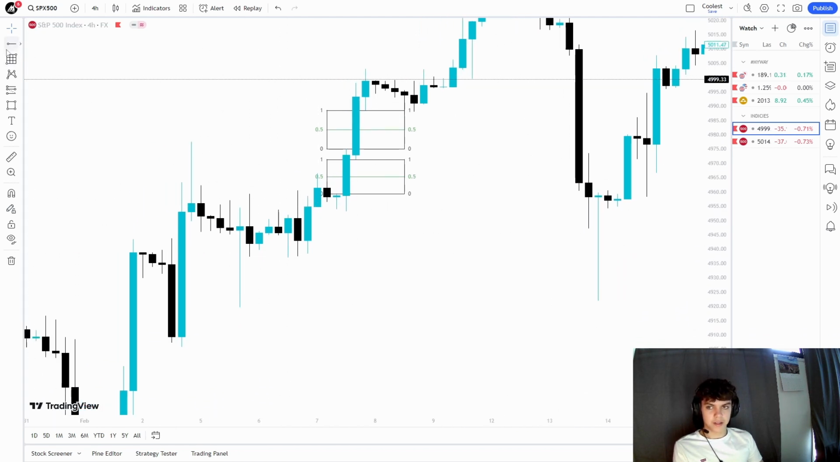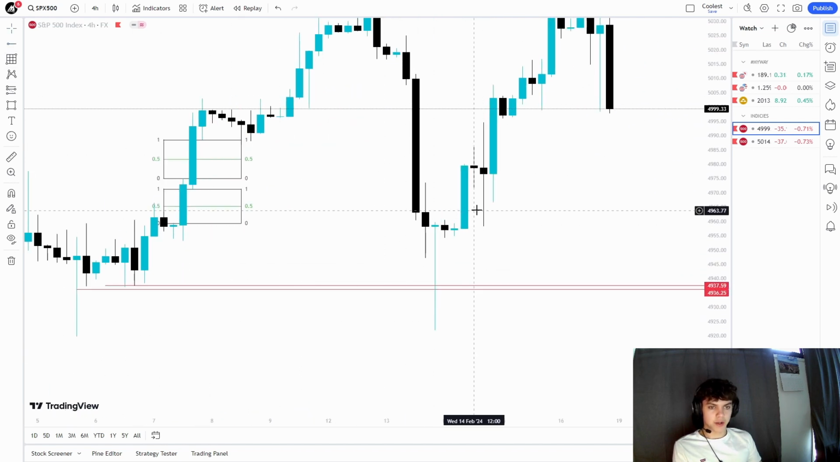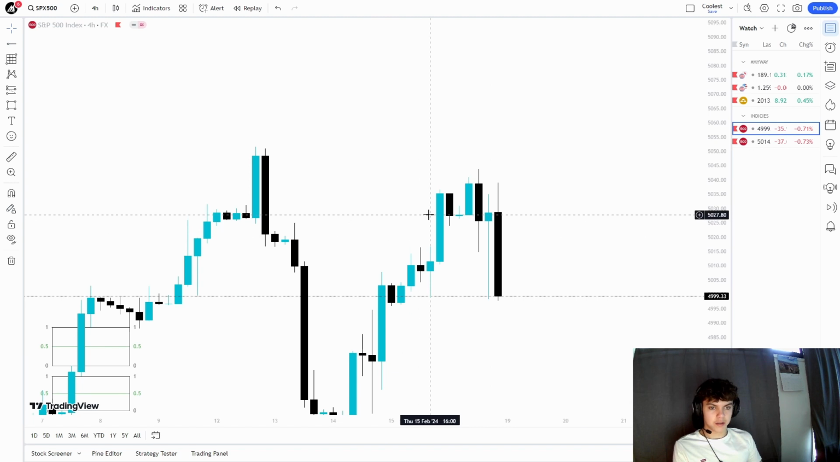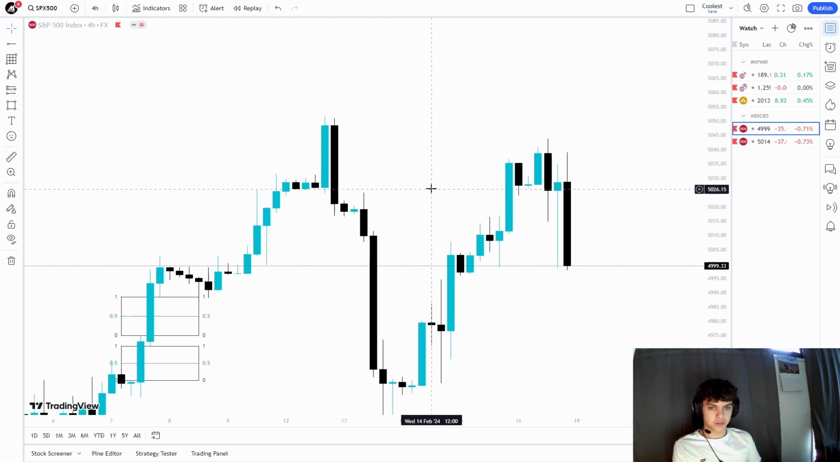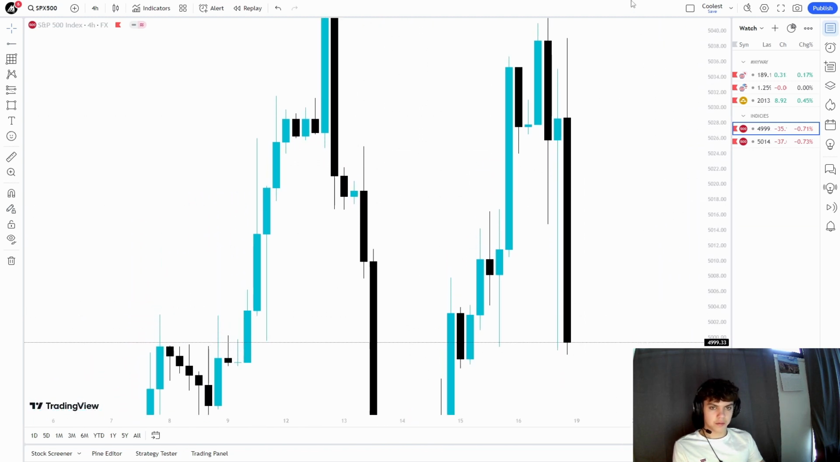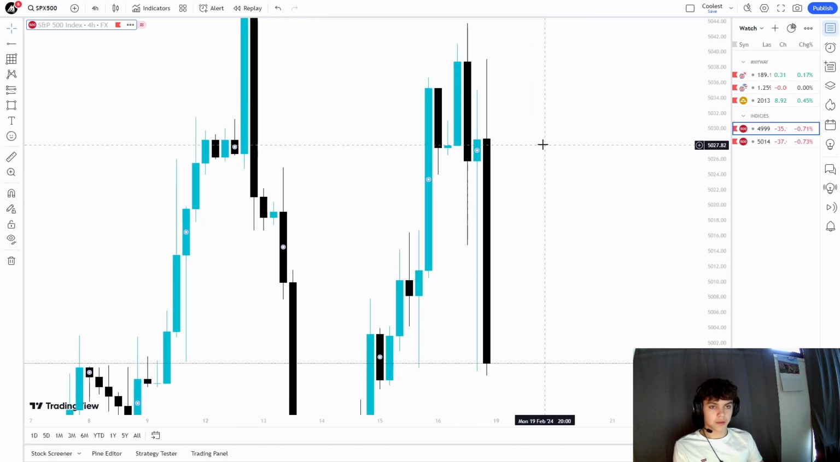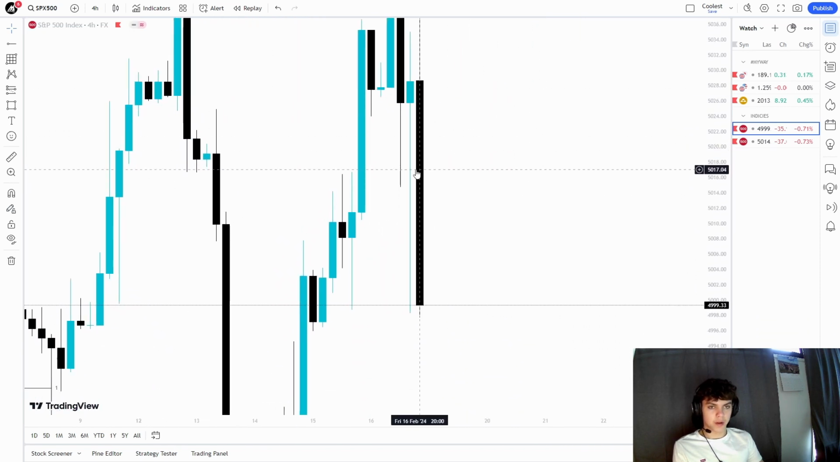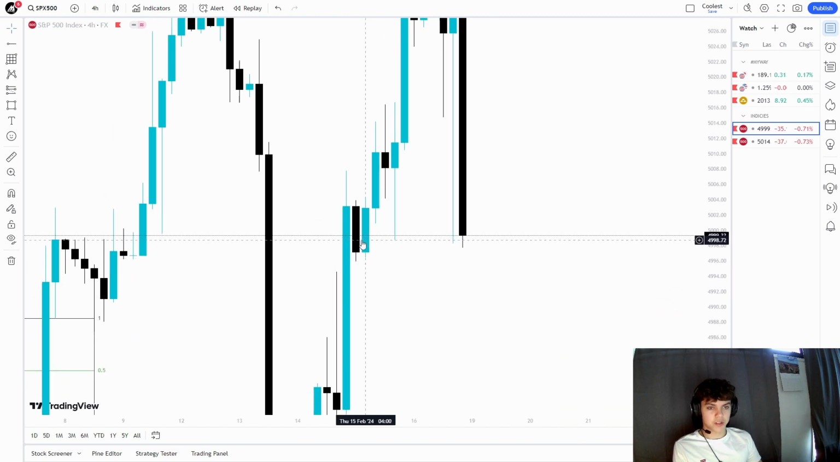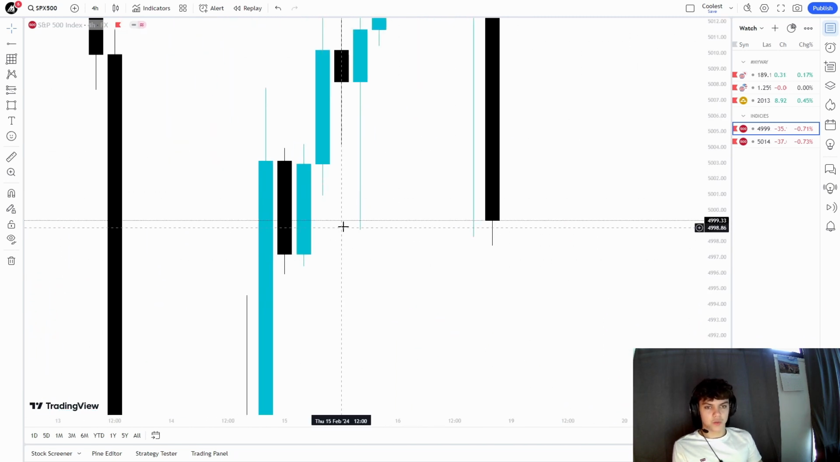Sweeps out these liquidities. Sweeps out these liquidities. Break structure. We continue up. Okay. All right. That's cool. Then we haven't yet broke structure, but I mean we just swept out this 4-hour liquidity.